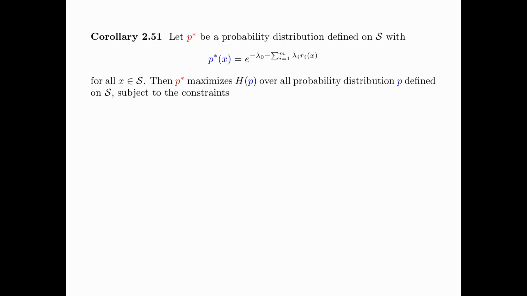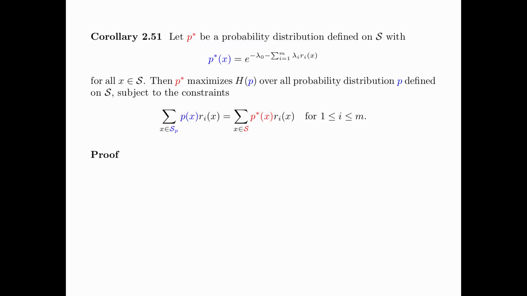Theorem 2.50 has the following rather subtle corollary. Let p star be the probability distribution defined on S that we have seen before, except that lambda 0, lambda 1 up to lambda m are now arbitrary constants. Then p star maximizes the entropy of p over all probability distribution p defined on S, subject to the constraints summation x in SP, p of x times Ri of x is equal to summation x in S, p star of x times Ri of x for all I between 1 and m.